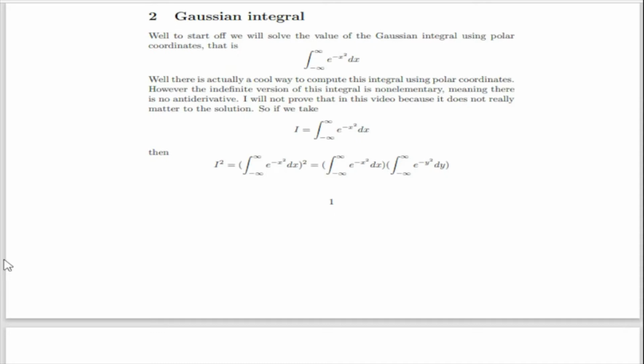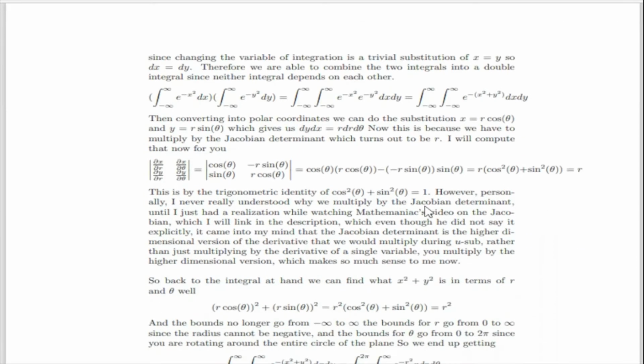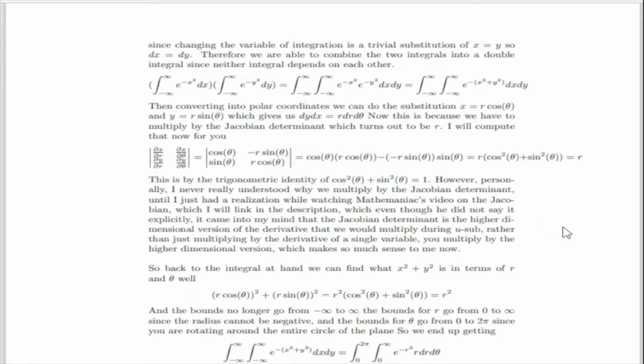equals that integral squared, which then, by change of variables for one of them, you can do the integral here in terms of x times the integral here in terms of y. And that's because changing the variable is a trivial substitution of x equals y, so dx equals dy. Therefore, we are able to combine the two integrals into a double integral, since neither integral depends on the other. So that's where we get the two integrals with different variables equal to the double integral from negative infinity to infinity of each, e to the negative x squared times e to the negative y squared.